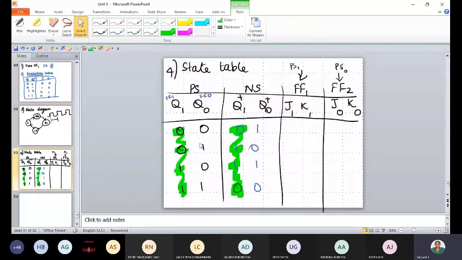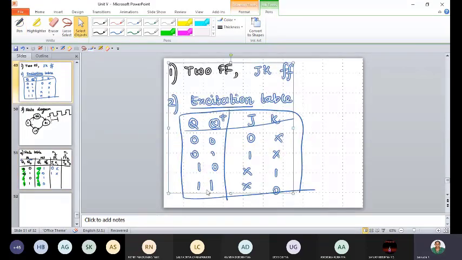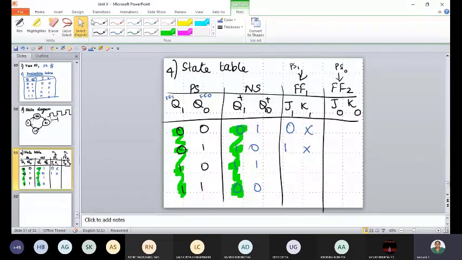Both 0 and 0, the first row. Then the next one is 0 and 1, which is 1X. The next one is 1 and 1, which is X0. And 1 and 0 is X1. Like this, fill up the rest: 1X, X1, 1X, X1.